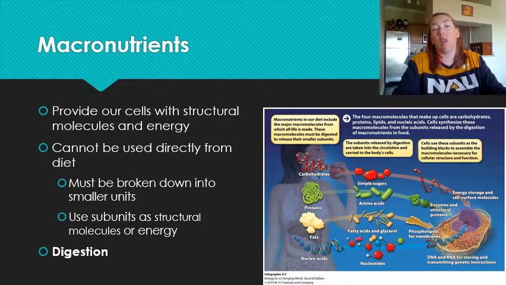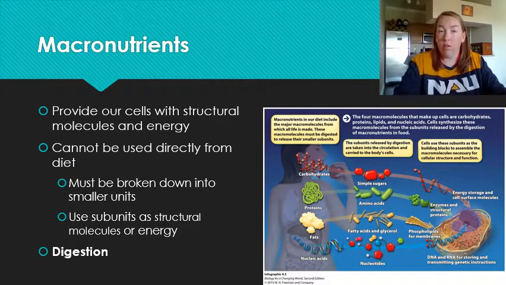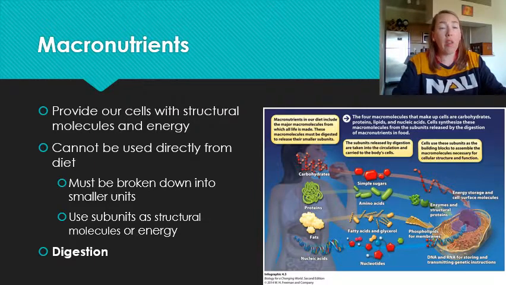Macronutrients, being so large, are not useful to your cells in the form that they come in through your food. Before you can do anything with your food, you have to break it down into smaller subunits. Then your body, your cells, can use those subunits. This whole process of breaking down larger molecules into smaller subunits is called digestion. We're going to go through each of the macronutrients and discuss their role in nutrition.